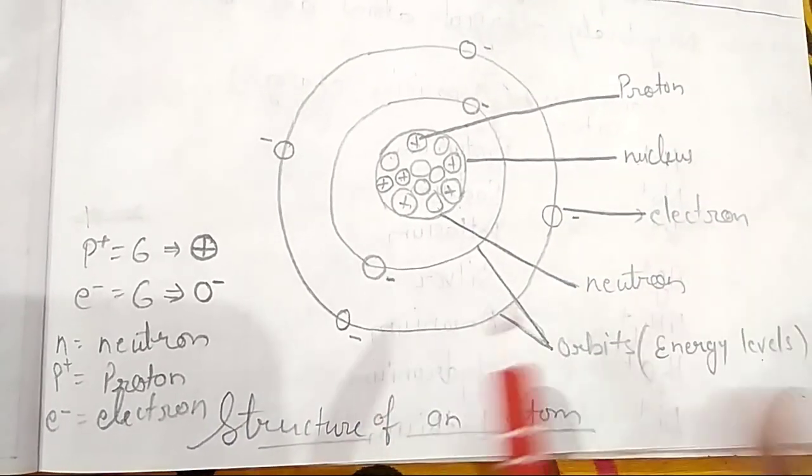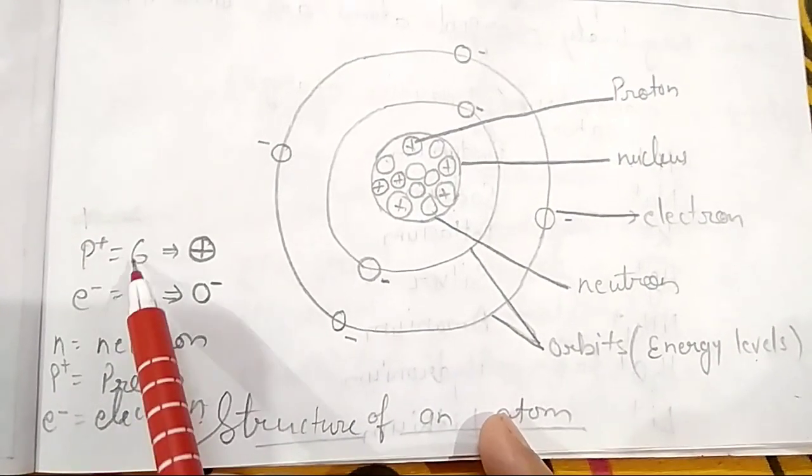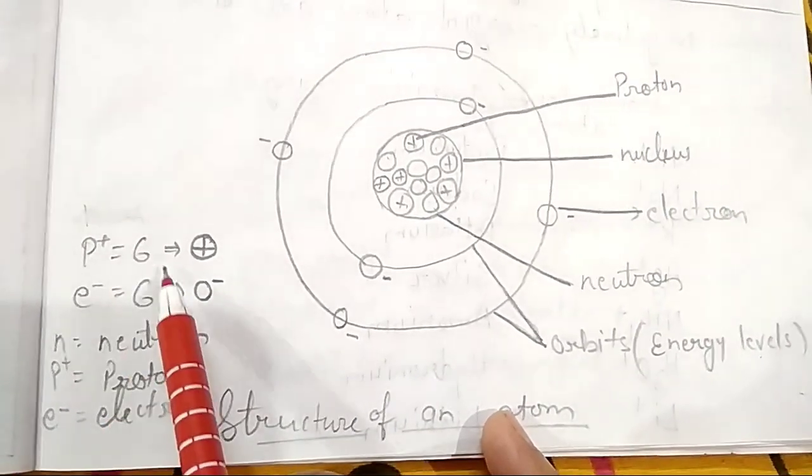In any atom, the protons and electrons are the same in number. As you can see here, protons and electrons are 6.